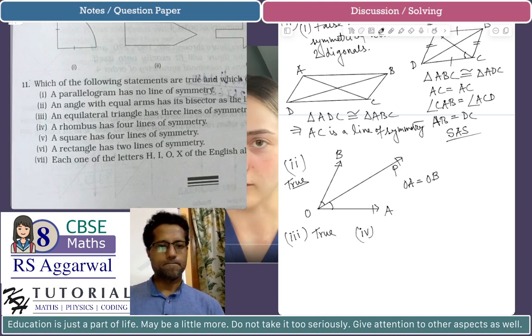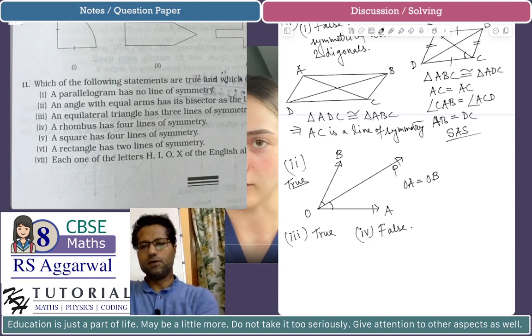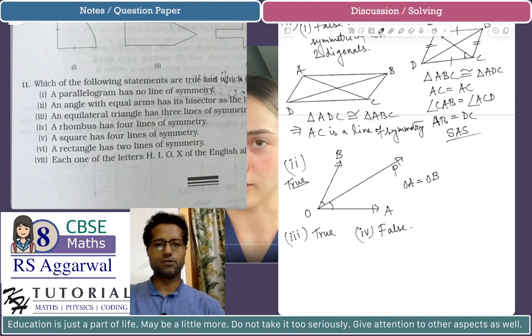4, a rhombus has 4 lines of symmetry. No, this is false. A rhombus has 2 lines of symmetry, which are the diagonals. The 2 diagonals of a rhombus are its 2 lines of symmetry. So a rhombus has 2 lines of symmetry, which are its diagonals.